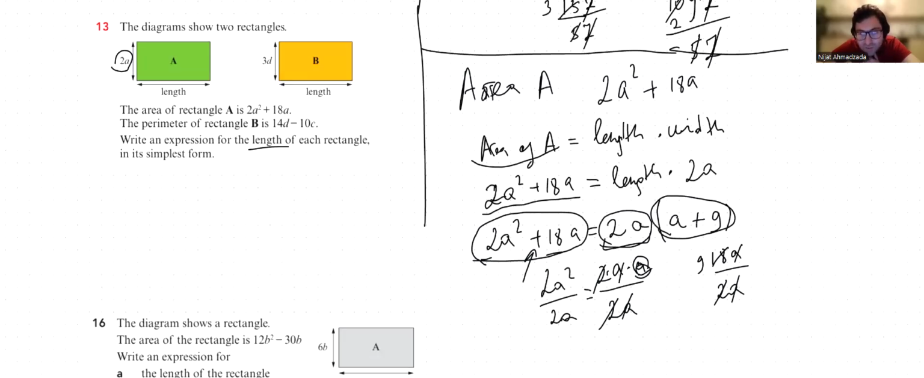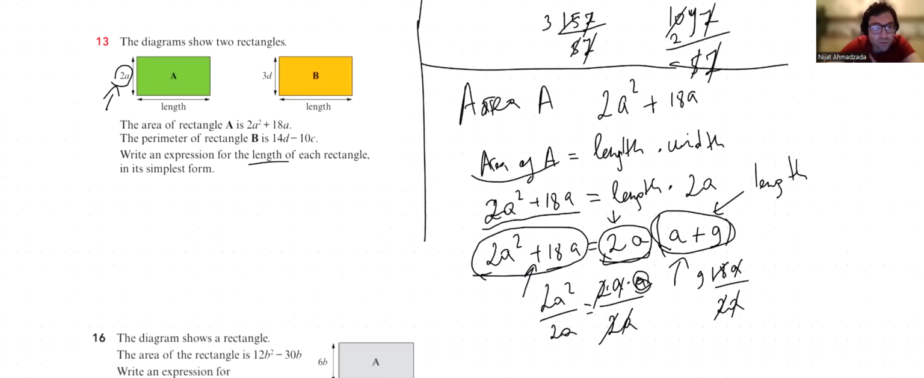So if 2a was width, a plus 9 has to be the length. So length is a plus 9. Why? Because area is equal to width times length, right? And I know that it's equal to 2a times a plus 9. And I know that 2a is width. It's given. Then a plus 9 has to be length. Yes, that's it. Goodie.